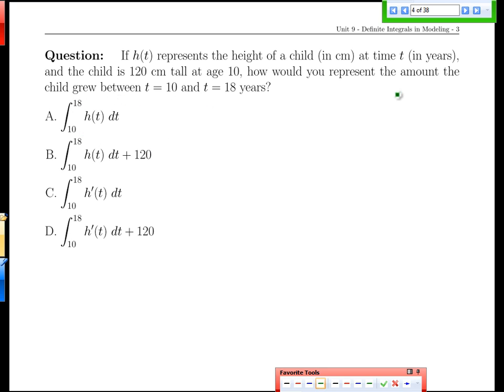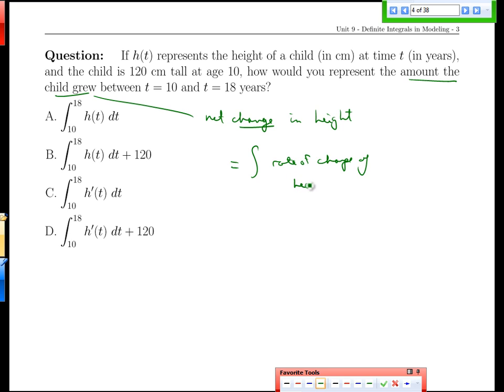This question is asking for the amount the child grew. So it's asking for the net change in height. And that would be equal to the integral of the rate of change of height with respect to time from, in this case, t equals 10 to 18.